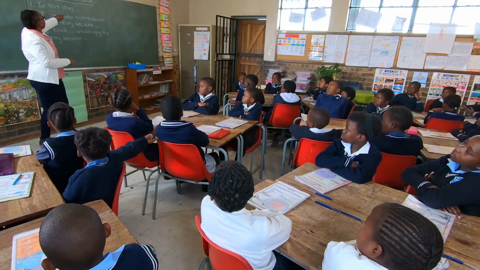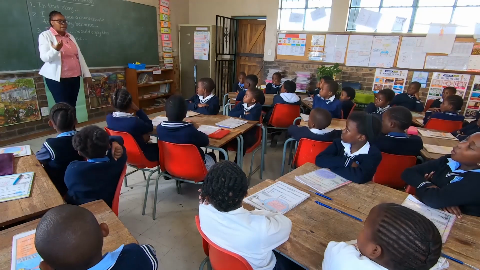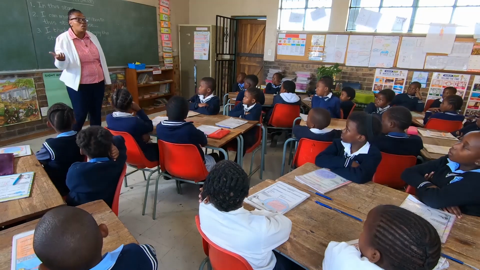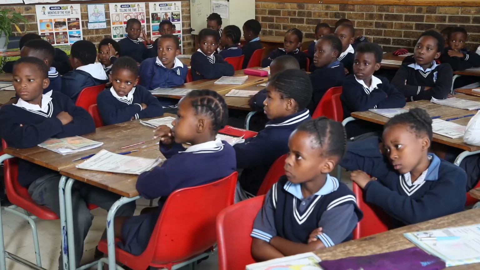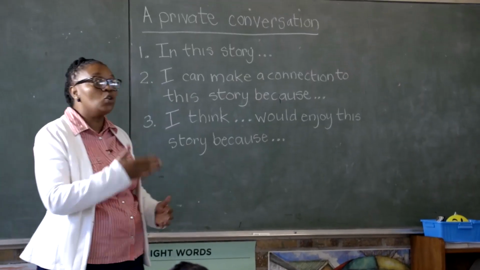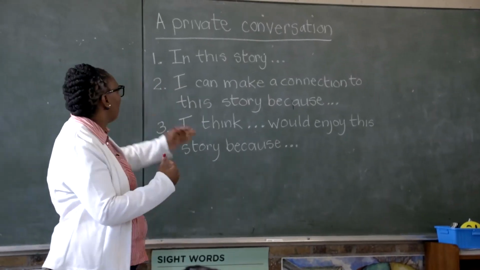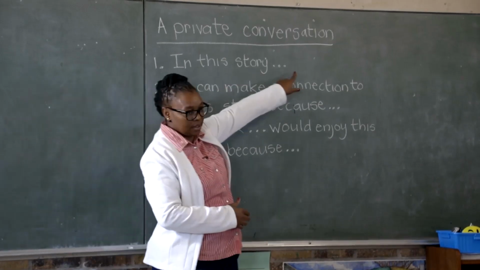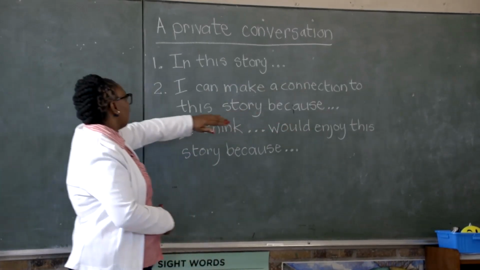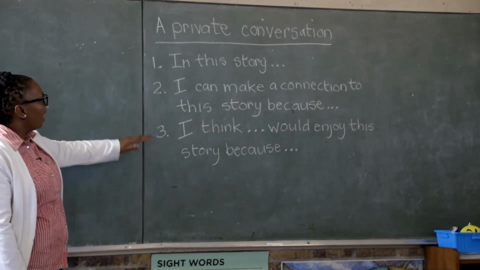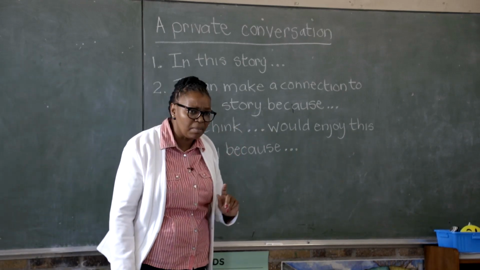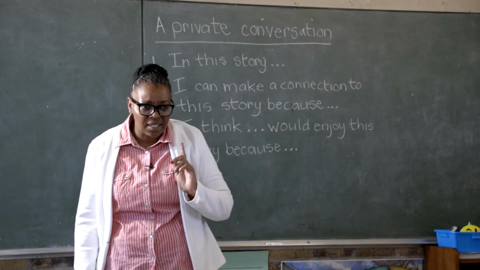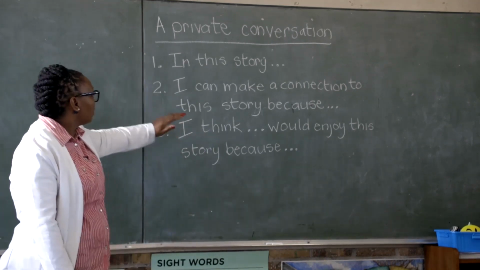It says, in this story, Thandi overheard a conversation, or a little girl overheard a secret. You can say that, but you can use your own words. Anything that you want to say that is happening in the story. Okay? Right. The second question says, I can make a connection to this story because, remember we spoke about making connections.